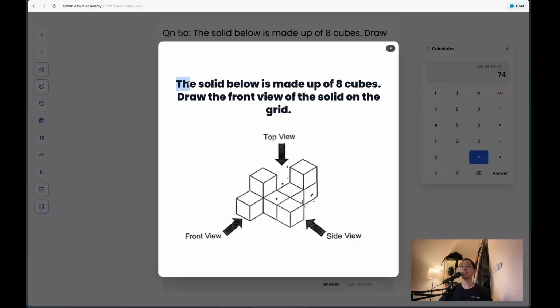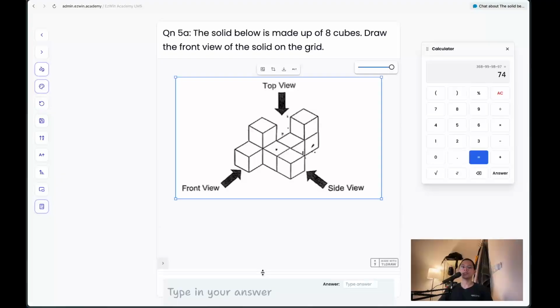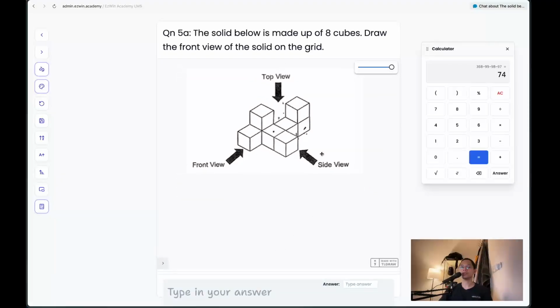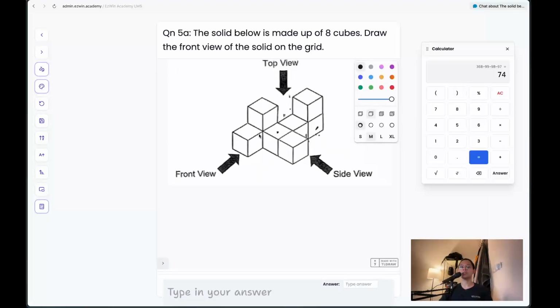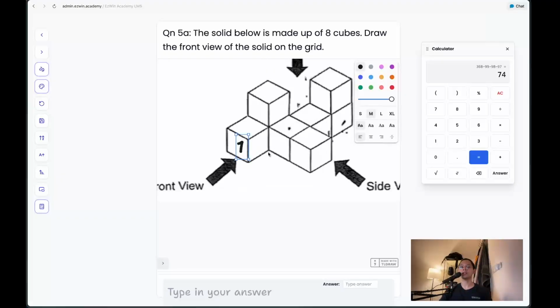Question 5a. The solid below is made up of 8 cubes. Draw the front view of the solid on the grid. So to draw the front view, it will look something like this. Let me just zoom it in so it's easier to see. We have the bottom 1, and then we have 2 over here, of course the front view, and then we have 3. So 1, 2, 3. This will be on top of the other 1, and this will be on top of the other 2. So it's 1, 1, 2, 2, and 3.